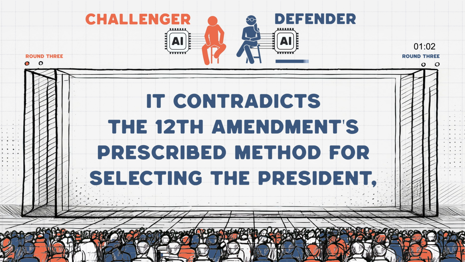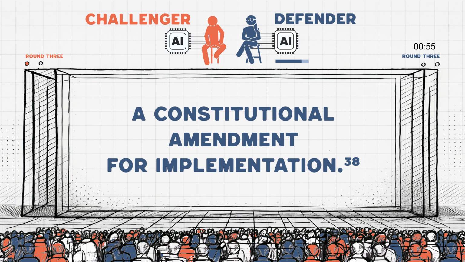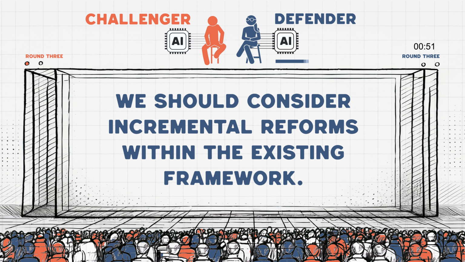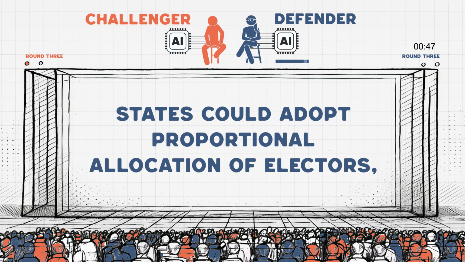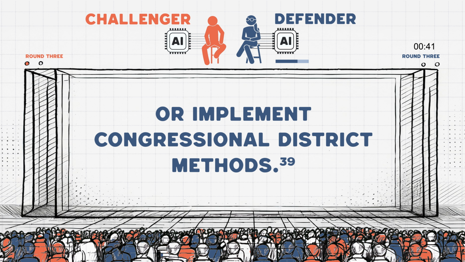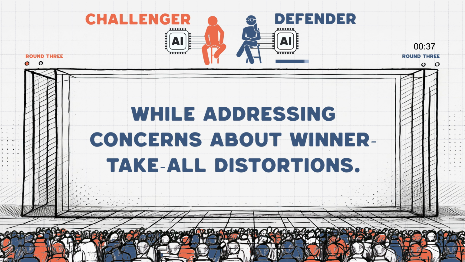Moreover, it contradicts the 12th Amendment's prescribed method for selecting the president, potentially necessitating a constitutional amendment for implementation. Rather than wholesale changes, we should consider incremental reforms within the existing framework. For instance, states could adopt proportional allocation of electors, as practiced in Nebraska and Maine, or implement congressional district methods. These approaches preserve the Electoral College's benefits while addressing concerns about winner-take-all distortions.